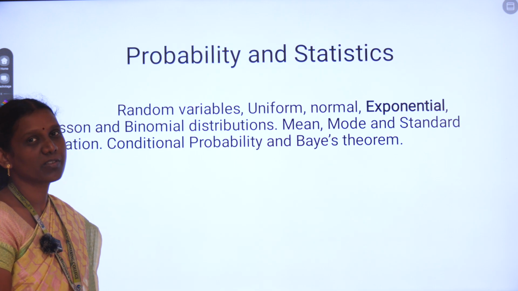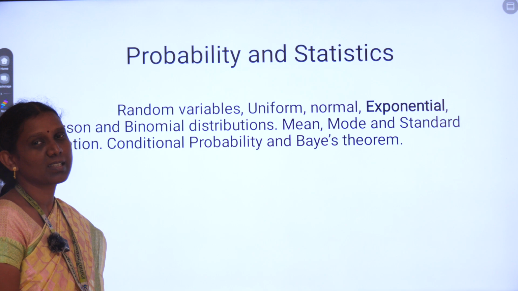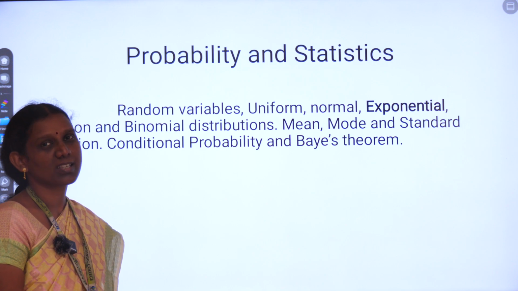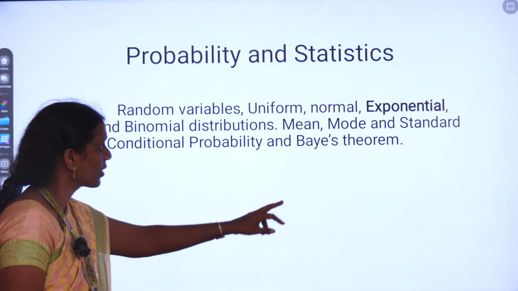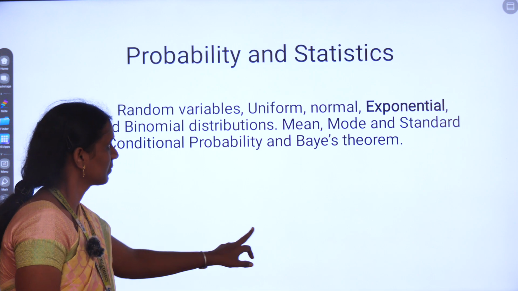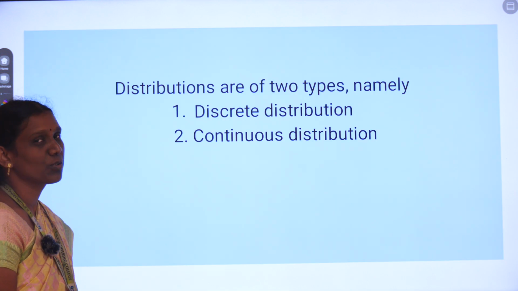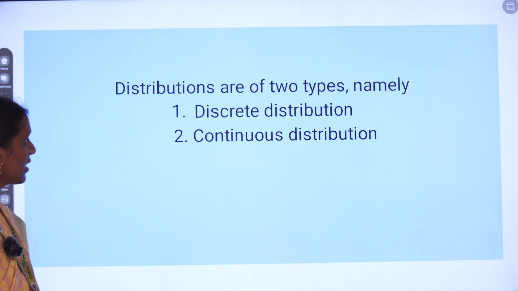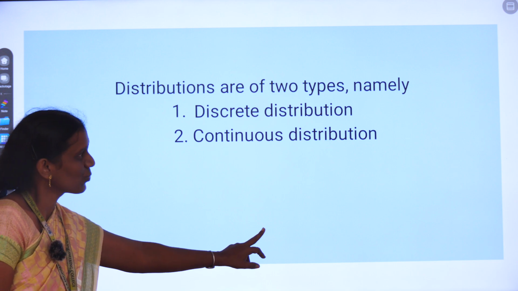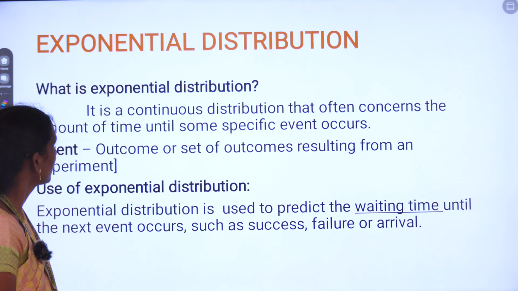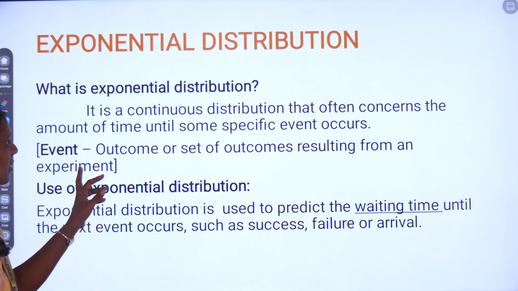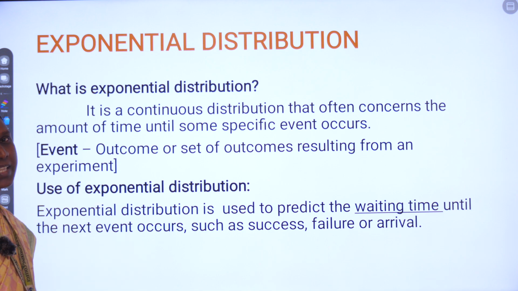This is a GATE syllabus of probability and statistics. So in this, today I'm going to discuss the GATE questions on the topic exponential distribution. So we know that distributions are of two types, namely discrete distribution and continuous distribution. So first, now we'll go for the definition of exponential distribution.